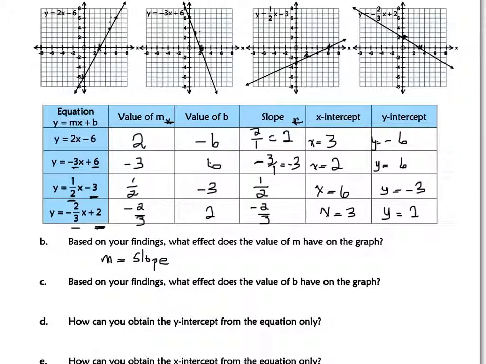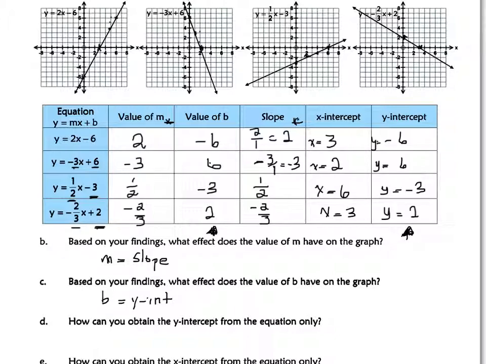Based on your findings, what effect does the value of b have on the graph? If you look at the values in the b column, they are matching up with the y-intercept values. So the b is equal to the y-intercept.